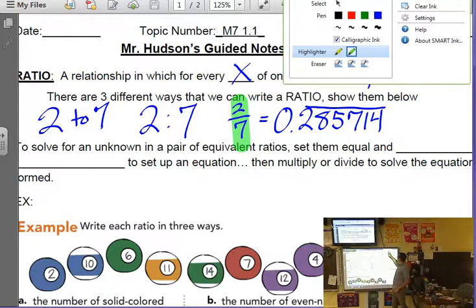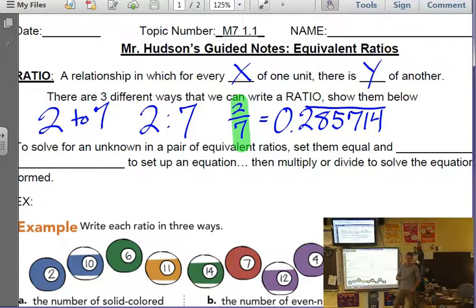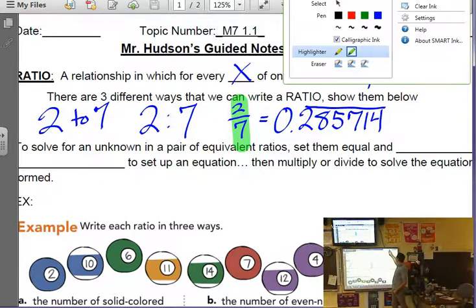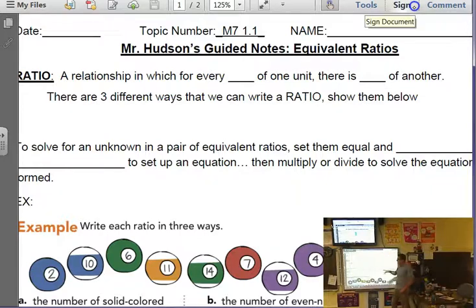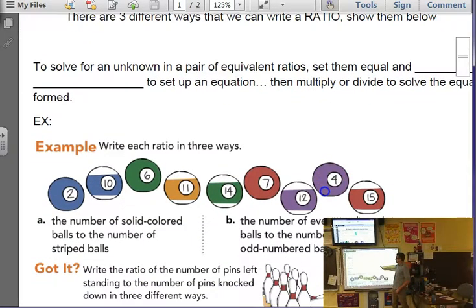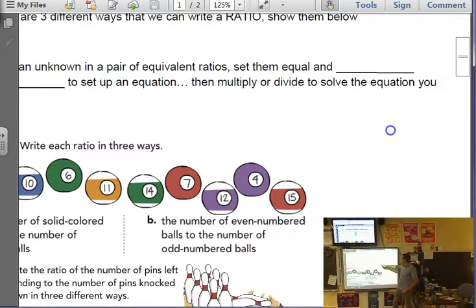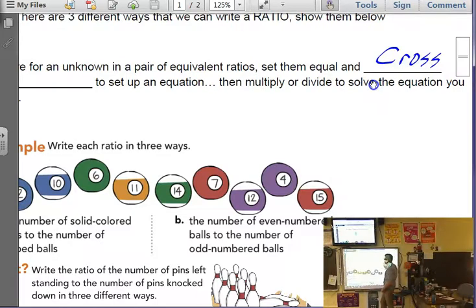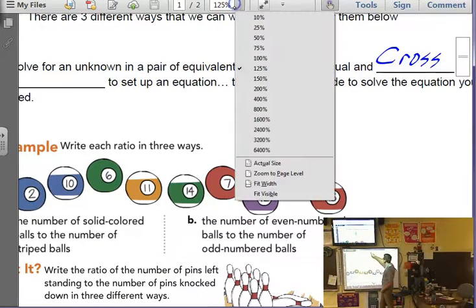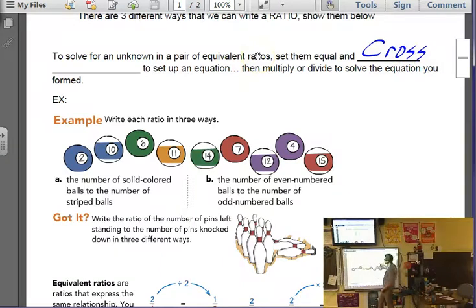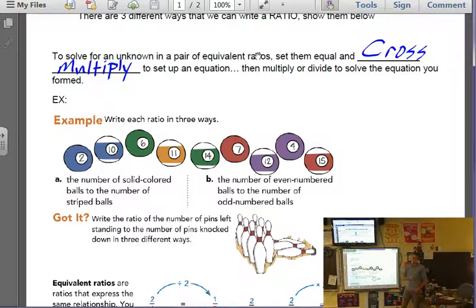So, when we have a ratio that we don't know part of. Let's say you have a group, and I'm going to give you half of this pizza. And you know that this pizza has 14 slices. A lot of you probably know this already: when we have a ratio equal to another ratio, we set them equal, and then we cross multiply to set up an equation, and then we'll be able to solve the equation.